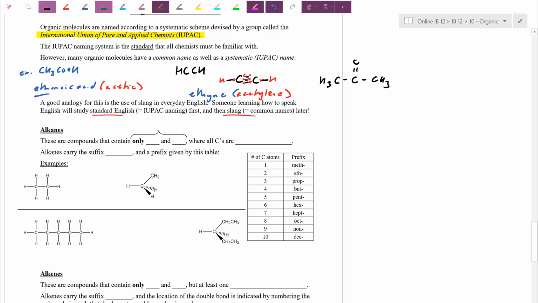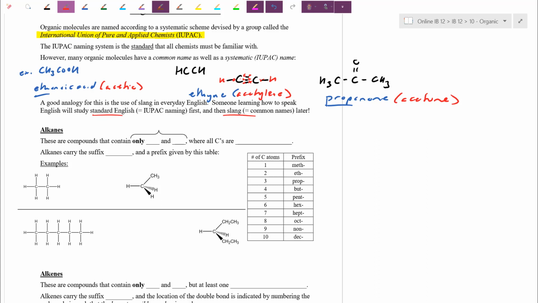This guy, the IUPAC name, the standard name, is supposed to be propanone, because prop refers to 3 carbons. This one here is an everyday name called acetone, right? Used in a lot of nail polish removers, things like that. This one here is a polar compound, so it's going to remove other polar things.